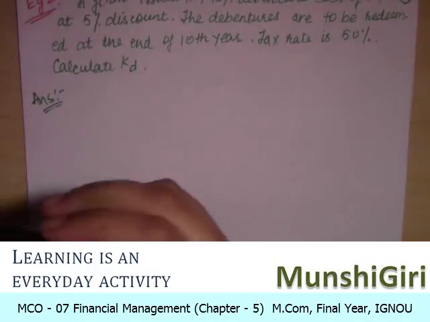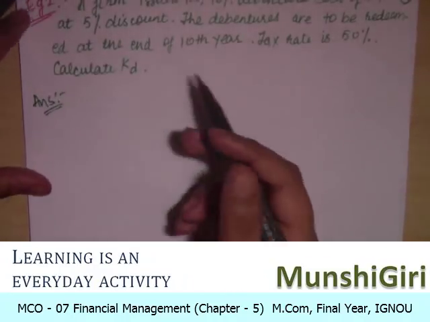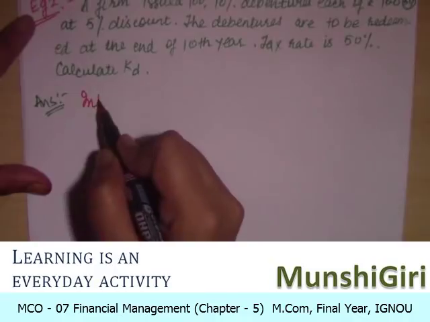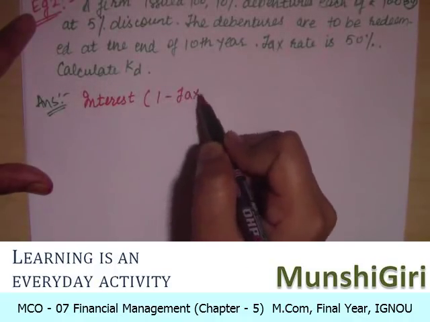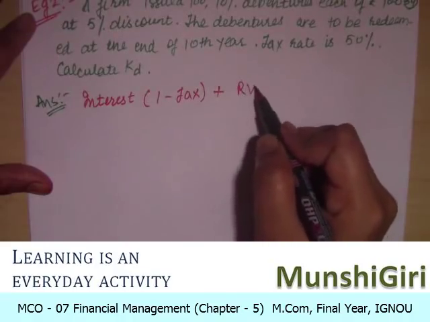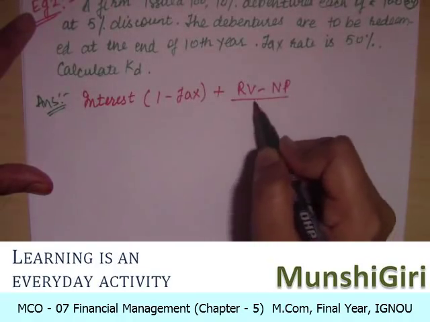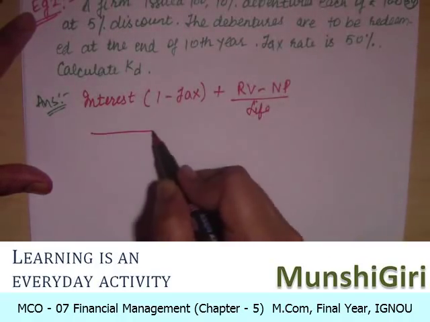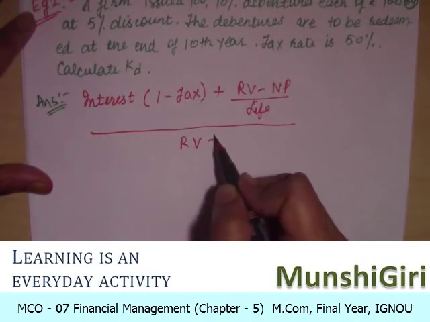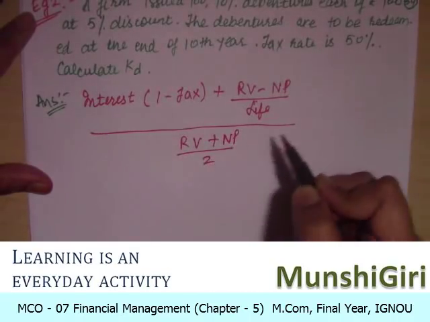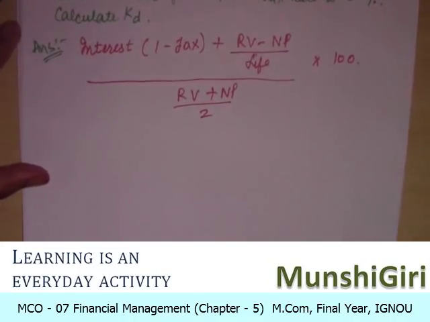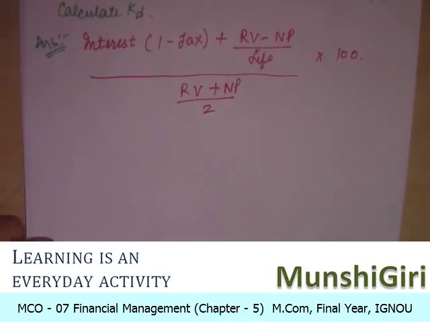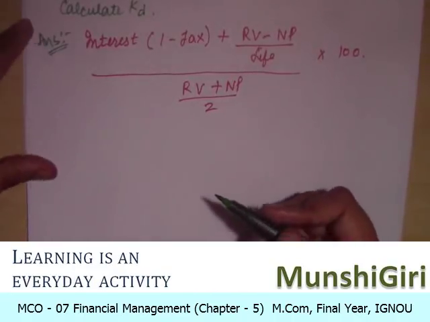First of all, let's write down the formula. There is interest times (1 minus tax) plus (RV minus NP) divided by life, and the whole thing is to be divided by (RV plus NP) divided by 2, into 100. Now the interest rate is 10%. So this is 10.